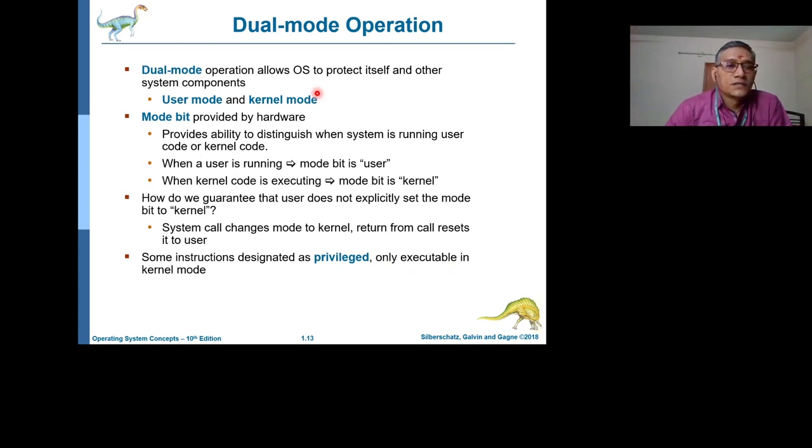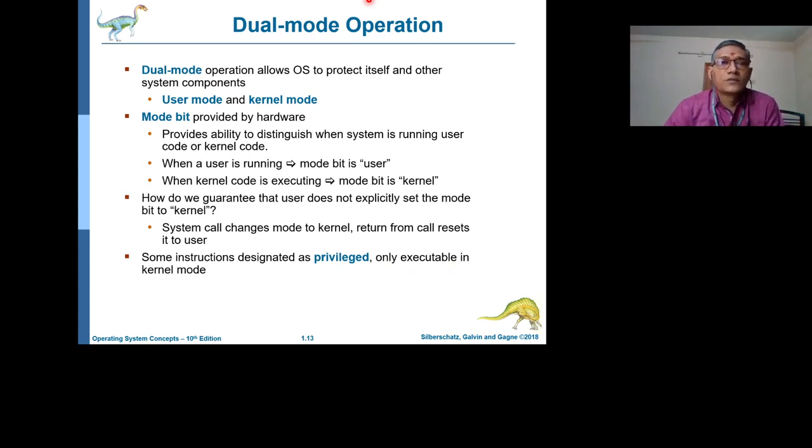The system call changes the mode to kernel, and the return from the call resets it to user. Whenever there is a request for any particular operation, every operation requested on behalf of the user is completed by the kernel. This initiation of a user operation is done by the system call. Every user program will initiate a system call. The system call will contact the kernel, and the kernel will do the rest of the services on behalf of that system call and hand over the corresponding results to the user program.